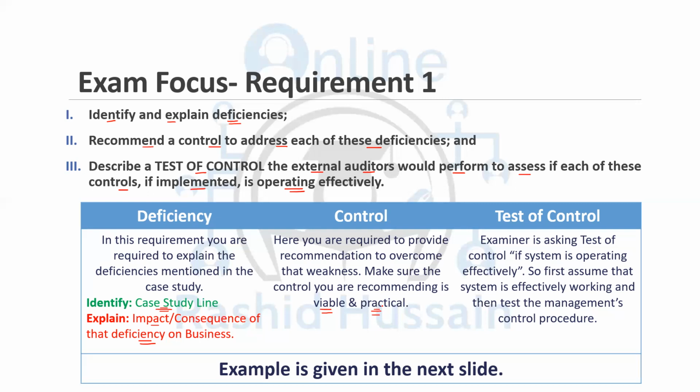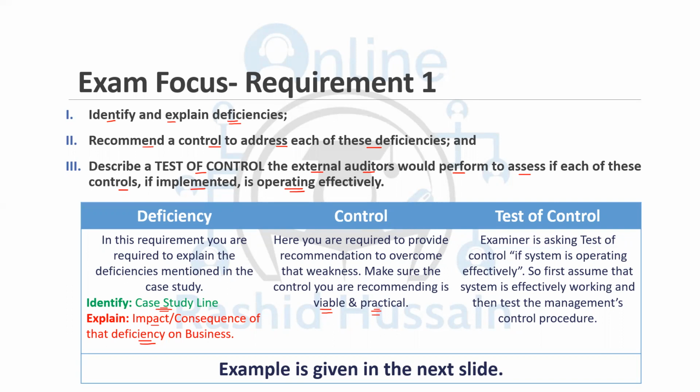Describe a test of control the external auditors would perform to assess if each of these controls, if implemented, is operating effectively. Now, you need to recall your first lecture on the internal controls, in which I explained what a test of control is. I told you the test of control is a type of audit procedure which the auditor performs to assess or evaluate the effectiveness of the system. When you talk about the test of control, it's the auditor's action to test the strength of the system.